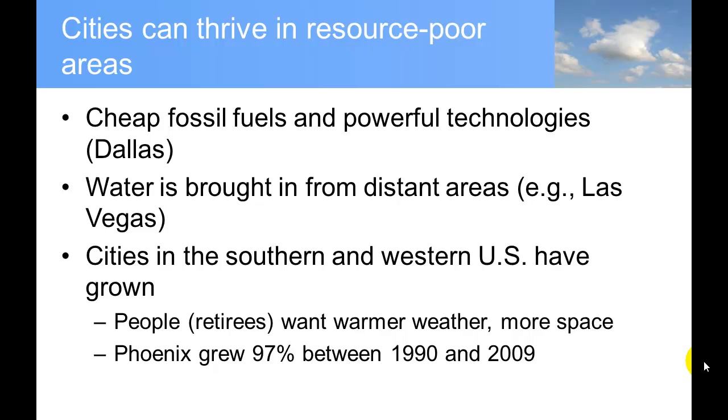Cities in the southern and western parts of the U.S. have experienced the most growth in recent decades. Some of this has been driven by retirees who want to move to warmer weather and have more space. The fastest growing city in the United States recently has been Phoenix, Arizona, which grew by 97% between the years 1990 and 2009.